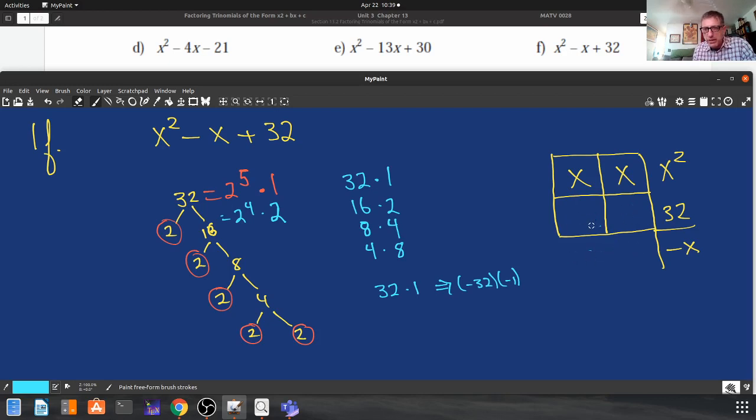So let's try the next one. Minus 16 times minus 2. That gives me minus 16x minus 2x. And that's not minus x. That's minus 18x. So that's not going to work.